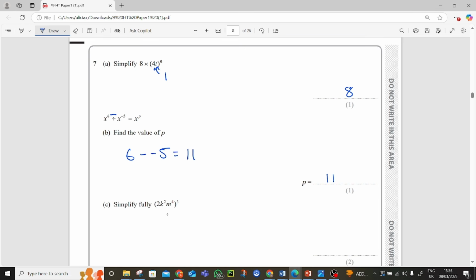On the next question, we're going to raise everything to the power of 3. 2 to the power of 3 is 8. K squared to the power of 3 is k to the 6. You multiply the 2 and the 3. And then m to the 4 to the 3 is going to be m to the 12. Again, you multiply the 4 by the 3.